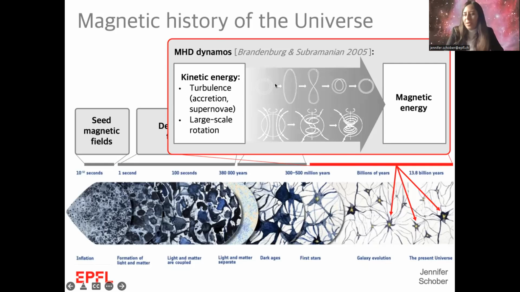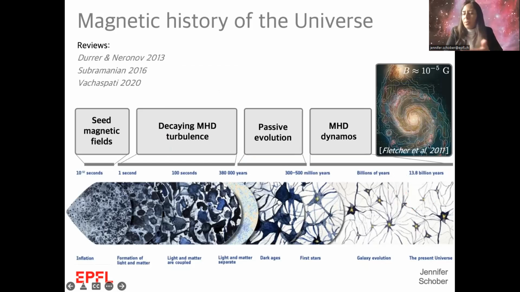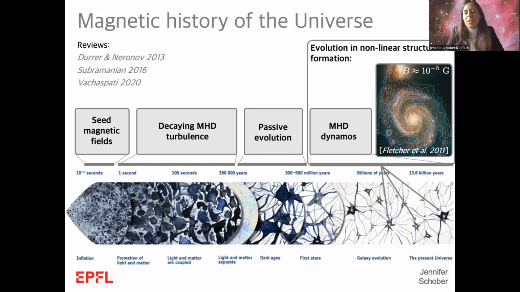As you know, during structure formation there are many possible ways to generate turbulence, like by accretion of material, by supernova explosions, and additionally we have large-scale rotation of objects. All of these mechanisms allow for dynamo activity in the dense regions of the universe. In the dense regions, the magnetic field undergoes a very dramatic evolution at late stages, and eventually we end up with the modern magnetic fields that we observe in today's universe, in galaxies or even in galaxy clusters. So this is the evolution of the field in nonlinear structure formation.